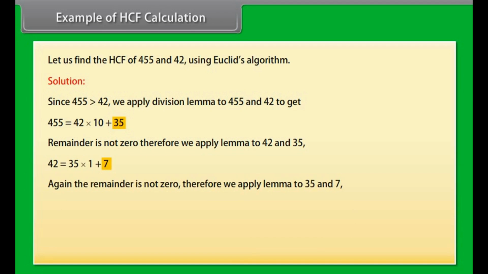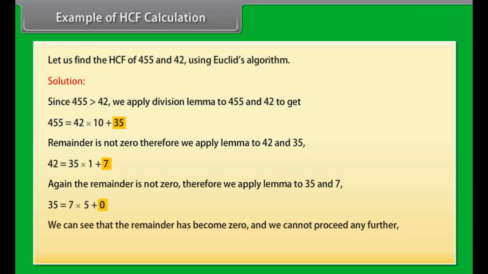Again, the remainder is not 0, therefore we apply the lemma to 35 and 7. 35 is equal to 7 into 5 plus 0. We can see that the remainder has become 0 and we cannot proceed any further. Therefore, the HCF of 455 and 42 is the divisor at this stage, that is 7.